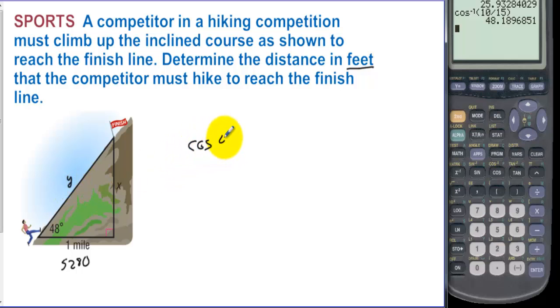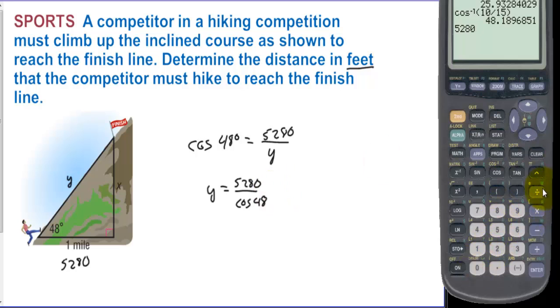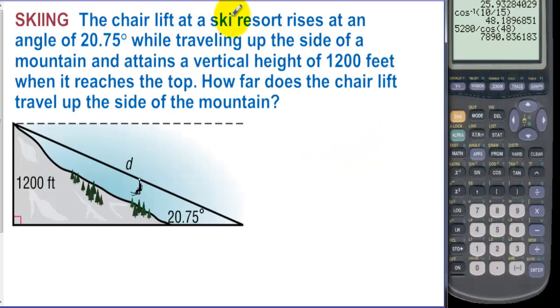We have the cosine of 48 degrees is equal to 5,280 over y. In other words, the cosine is adjacent over hypotenuse. The adjacent is 5,280 and the hypotenuse is y. Now we can multiply by y and divide by cosine of 48. So we have y is equal to 5,280 over the cosine of 48 degrees. So let's take 5,280 and divide by the cosine of 48 degrees. And the distance the climber has to climb is 7,890.836 feet.